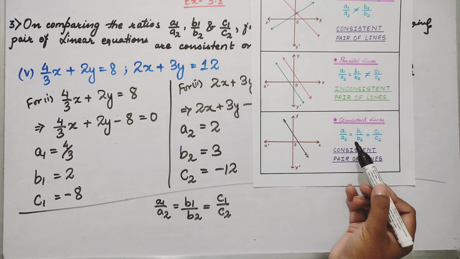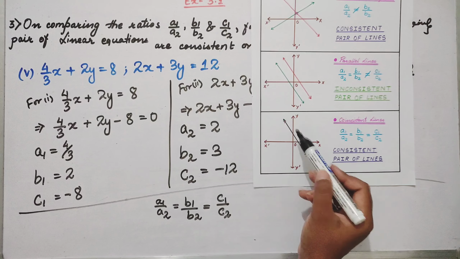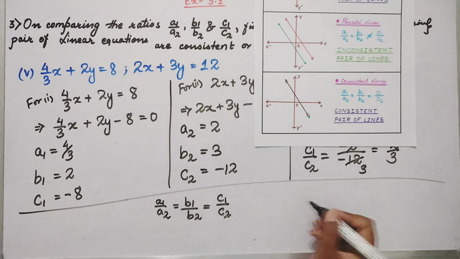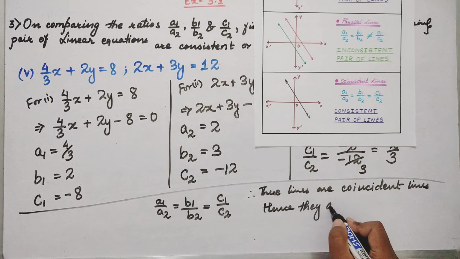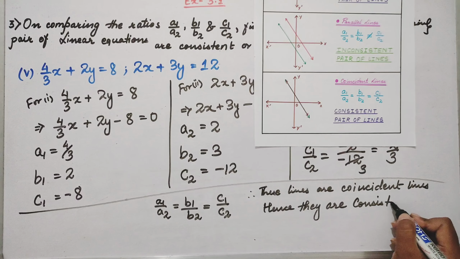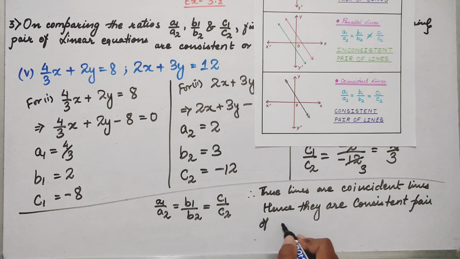Here, as we can see, if all the ratios of coefficients are equal, then the lines are coincident lines. So we can say, therefore, a consistent pair of lines.